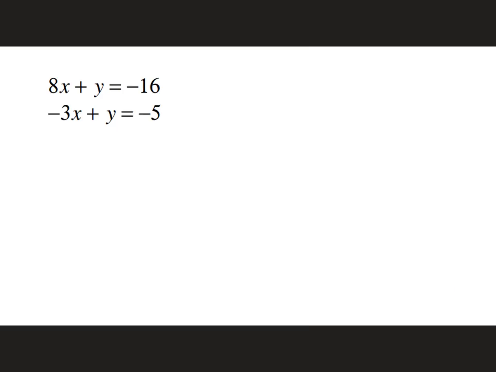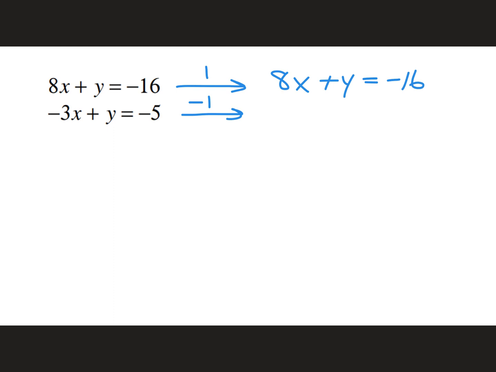We're going to start with a review of what I did at the end of the part 1 video, and that is I can subtract here, but I'm going to multiply one of these just by 1 and one of these by -1 so that my y's will cancel out when I add. So I'll get 8x plus y equals -16.